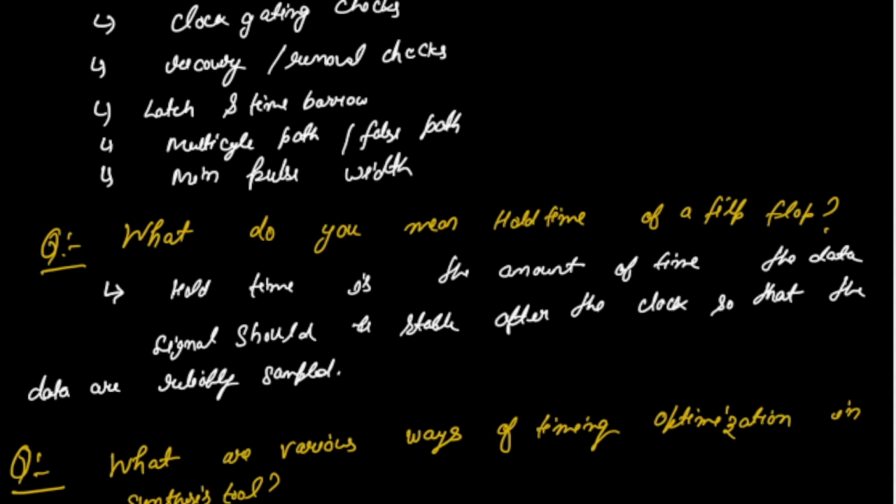What do you mean by the hold time of a flip-flop? Hold time is the amount of time that a signal should be stable after the clock so that the data is reliably sampled. It is the minimum time required that data should be stable after the clock so that data can be reliably sampled.